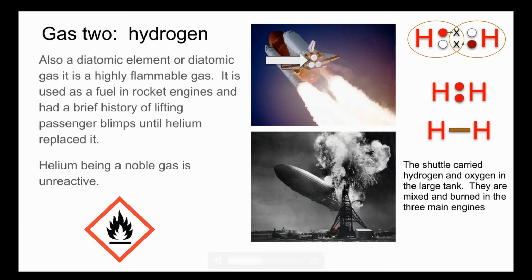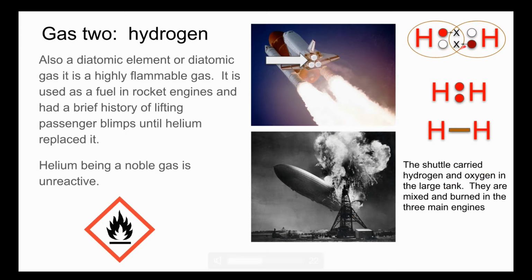Gas number 2, yay! Hydrogen is also a diatomic element or diatomic gas. It is a highly flammable gas. It is used as a fuel in rocket engines and had a brief history of lifting passenger blimps until helium replaced it. Helium, being a noble gas, is unreactive. It'll lift a blimp and not blow the blimp up. The shuttle carried hydrogen and oxygen in the large tank. They are mixed and burned in the 3 main engines.